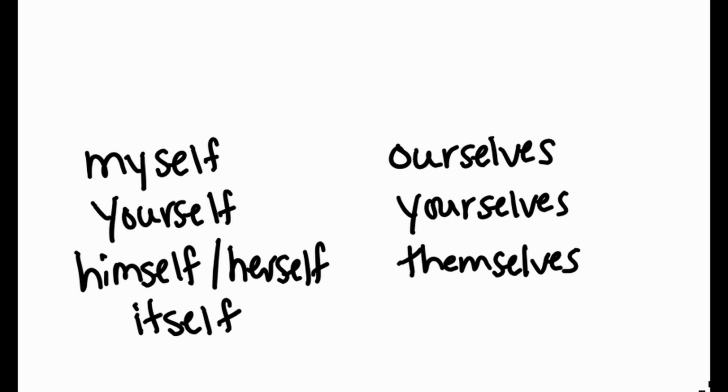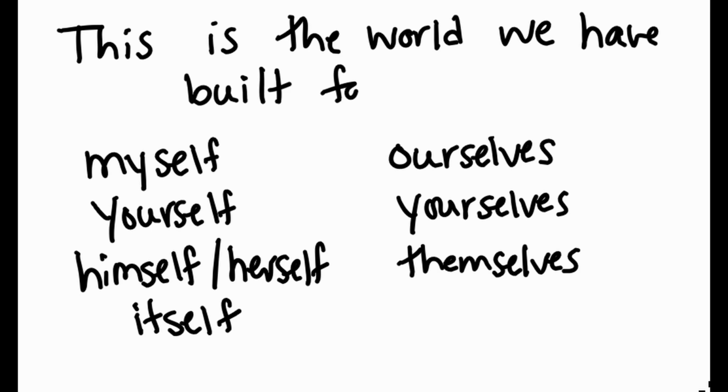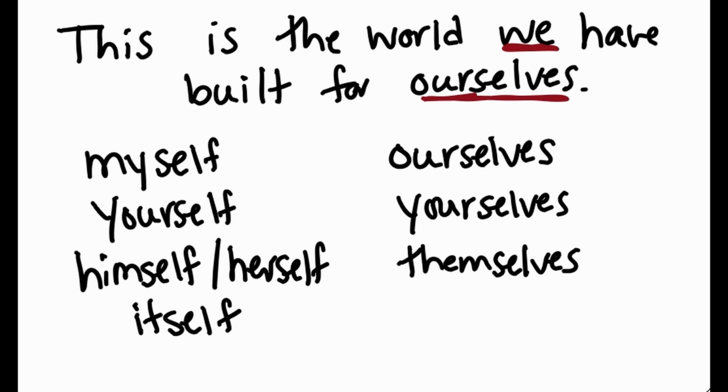Right? Or maybe if you wanted to get a little bit philosophical, you might say, this is the world we have built for ourselves. Now this is proper usage. This is the world we, the subject. This is what the sentence is about. It's about we have built for ourselves. Right? This is reflecting. That's why it's called a reflexive pronoun. It's reflecting back the subject because the subject and the object are the same.